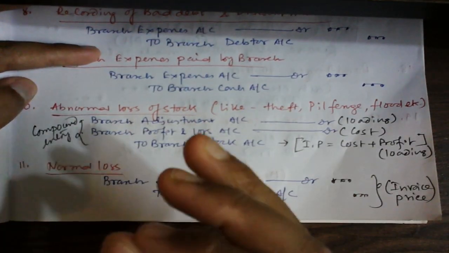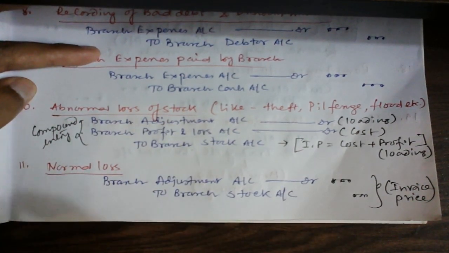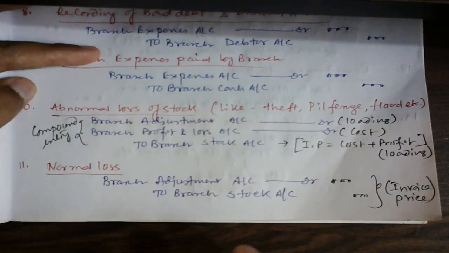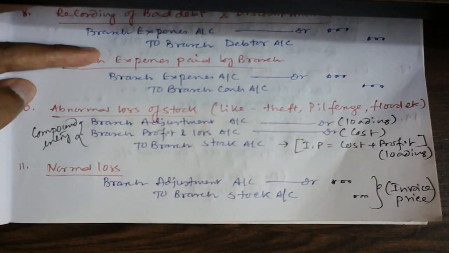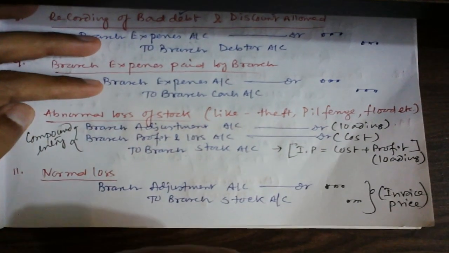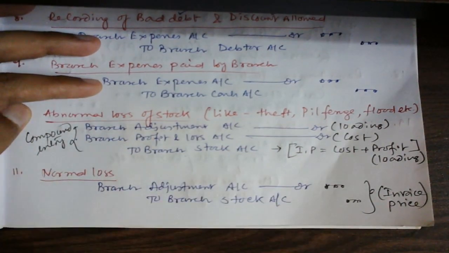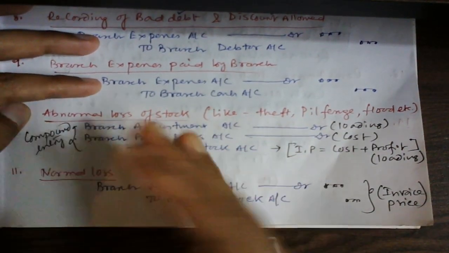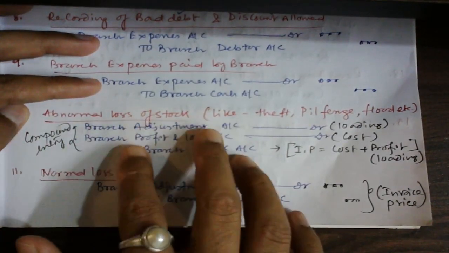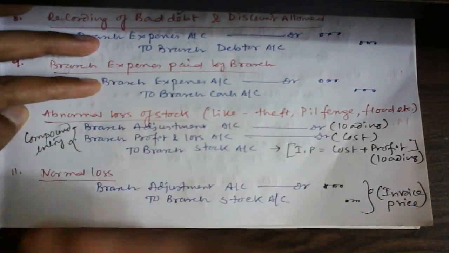The goods so damaged or lost have some amount of profit involved, which is nothing but the loading, which needs to be adjusted against the branch adjustment account. Why is it debited? Because profit is burned. When profit is earned, branch adjustment is credited. But when profit is burned, destroyed, damaged, then branch adjustment is debited. Branch adjustment is a nominal account, so it is debited when there is a loss and credited when there is a gain or income.